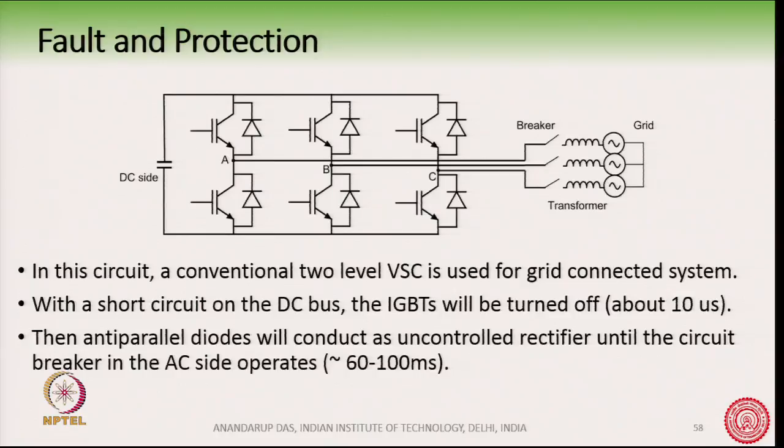Suppose what I have shown here is a typical voltage source converter, and it is connected to the 3-phase grid. In this converter connected to the grid, you can have many types of faults, but suppose you have a line to line fault on the grid side. For such a fault, the converter should be protected during that time of fault.